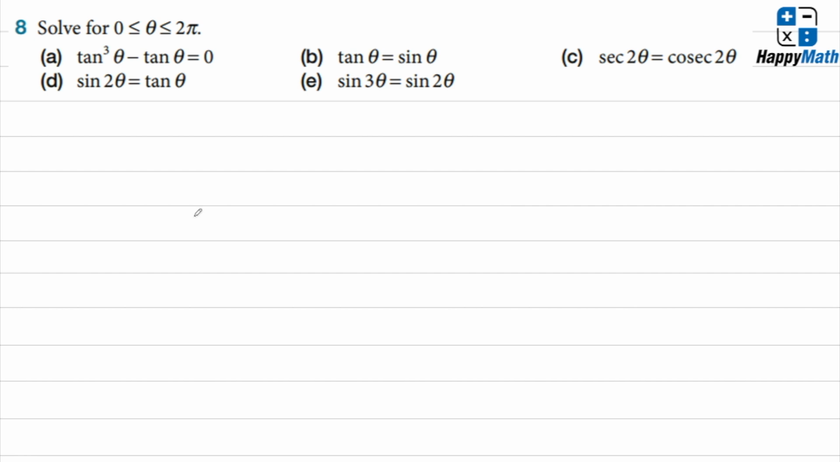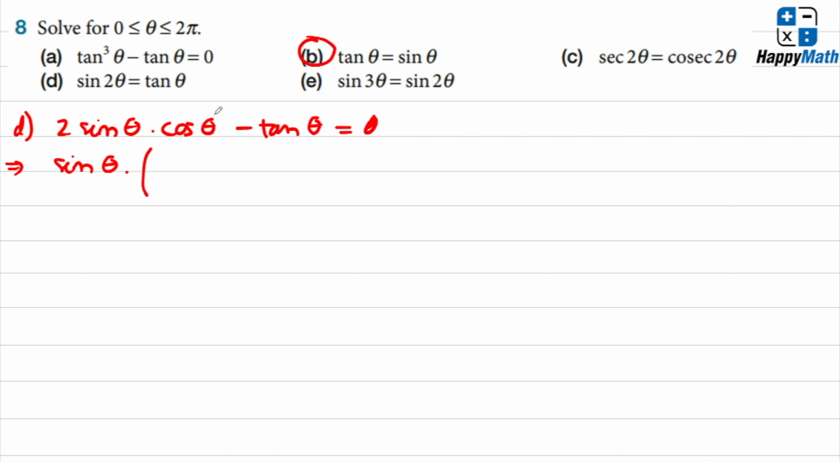For question D, sine 2 theta equals tan theta. Using the double angle formula, the left hand side becomes 2 sine theta times cos theta. I move tan theta from right to left, so it becomes minus tan theta equals 0. Factorizing, the common factor is sine theta, just like question B.